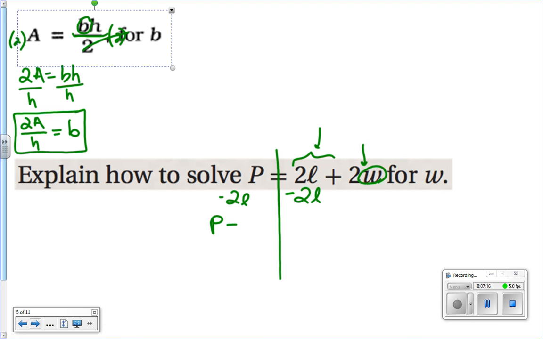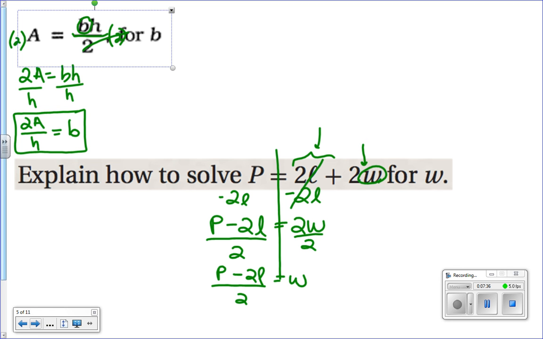That leaves me with p minus 2l. They're not like terms, so I can't actually work anything out. Okay, those are gone. All I have left is the 2 that's with the w. Well, it's being multiplied, so I need to divide. Again, like that last problem, you can either just leave it underneath the whole top part, or you can take that 2 and split it up to be with the p and with the 2l, but you don't have to. You can also just leave it the way it is, which is what I'm going to do. Okay, just a few more.